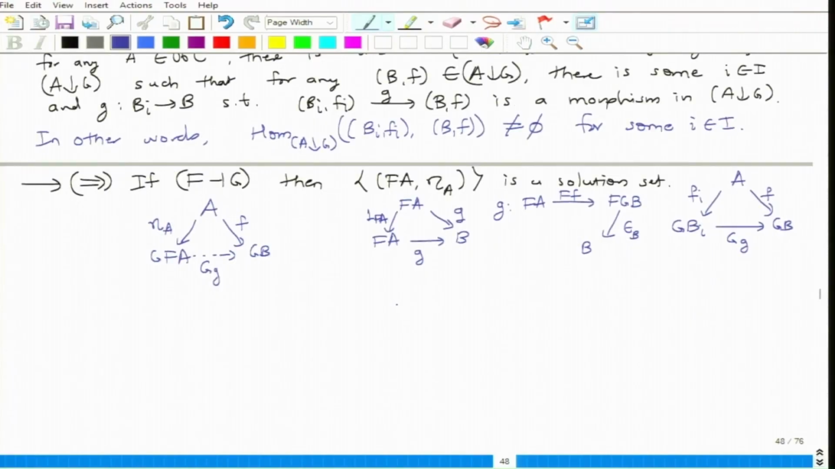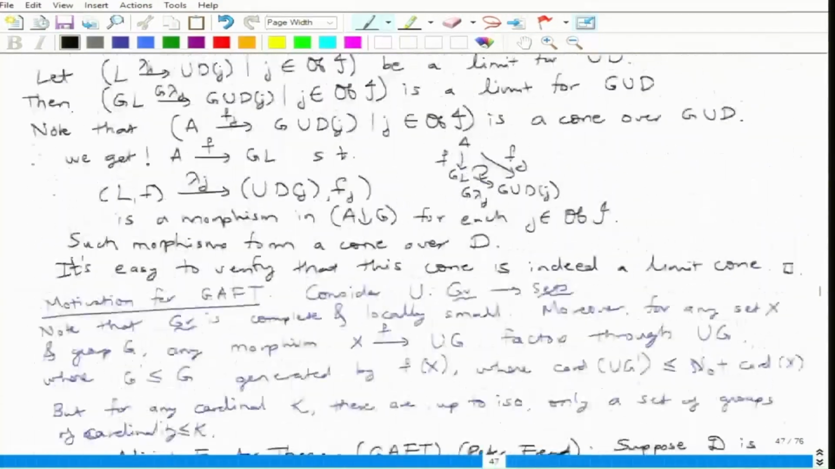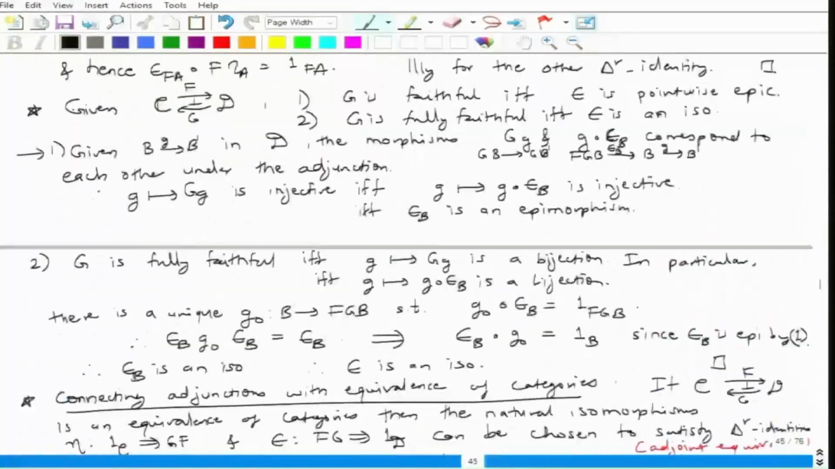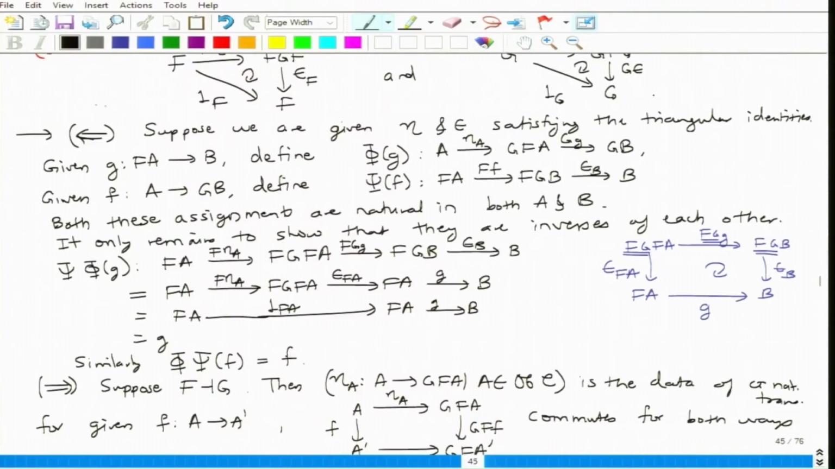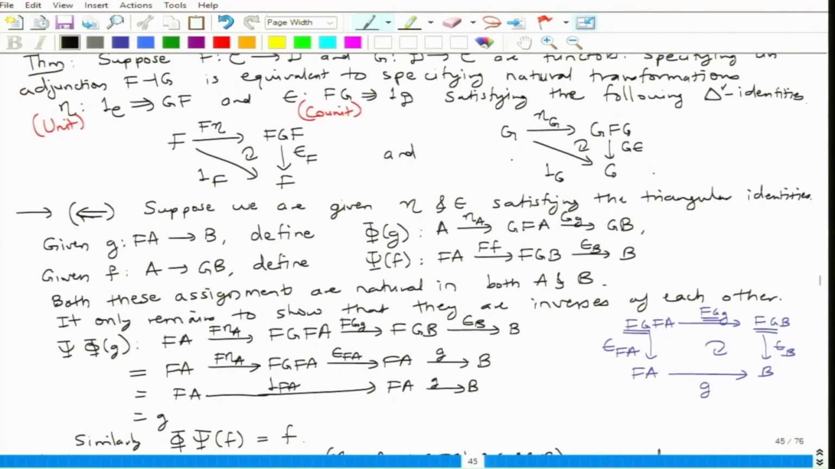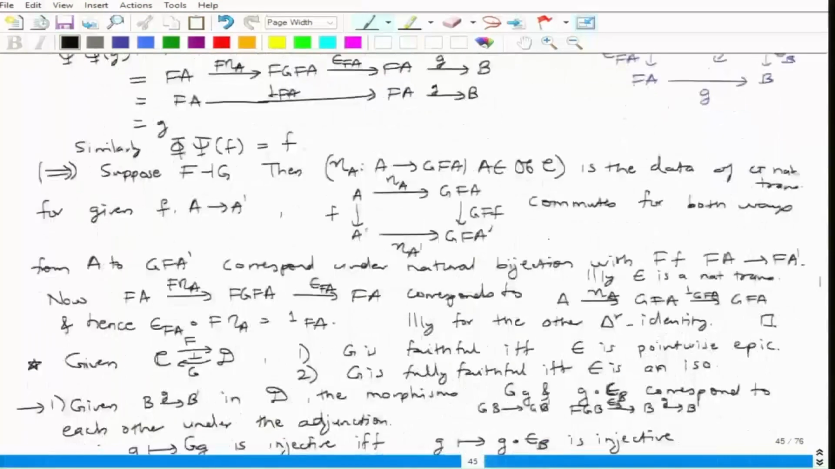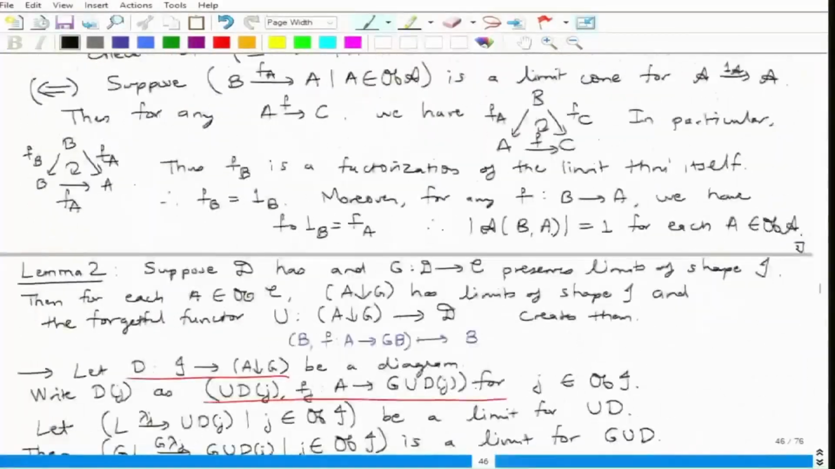Understood this part? You just have to remember what we did in that proof. We defined some capital phi and capital psi. Maybe I can fetch it for you. Yes, it's here, I think. You can see psi of f is Ff followed by epsilon B. This is what we did in the proof for triangular identities over here. So we are just using that. So one side is obvious.